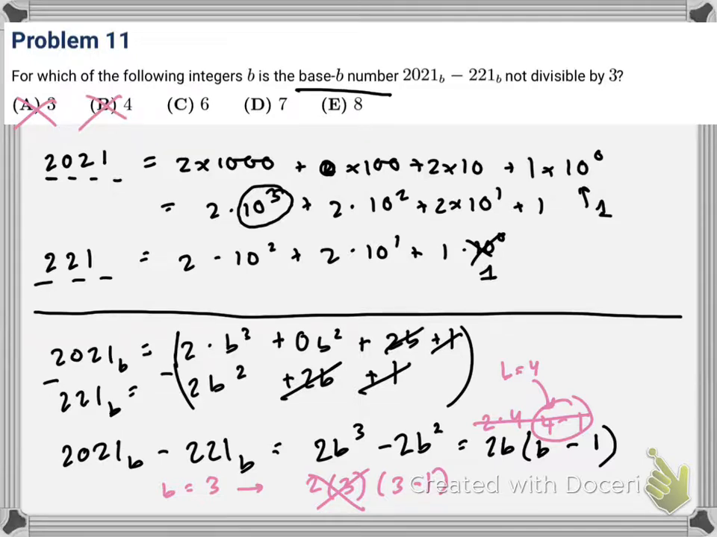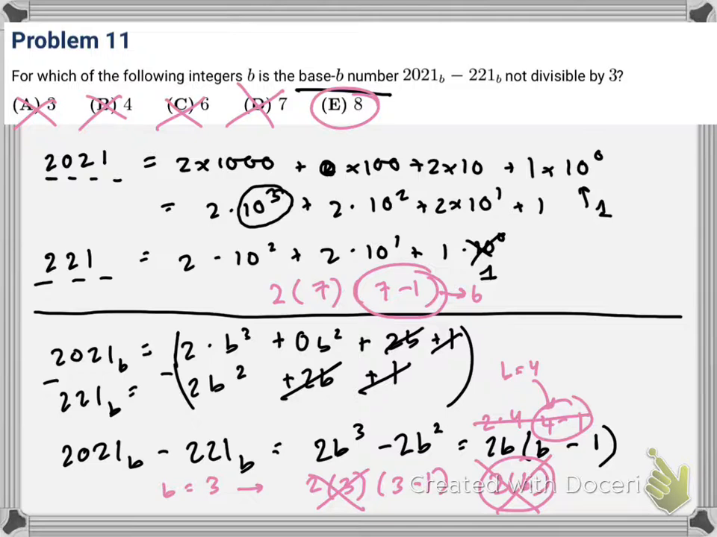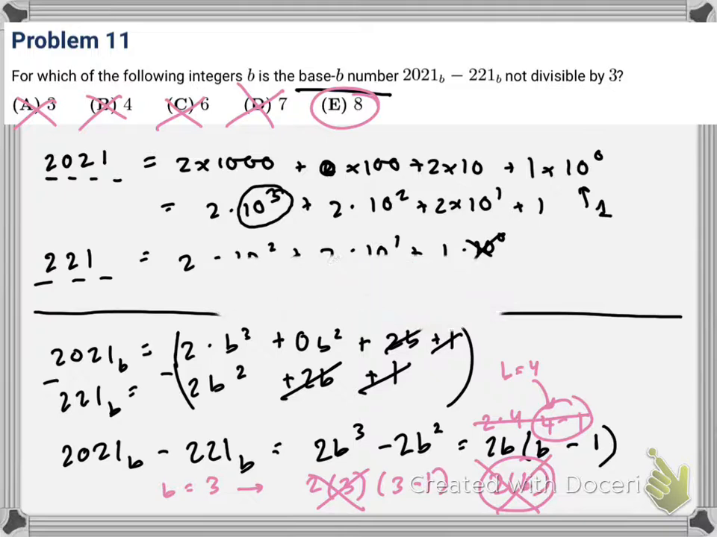Plugging in 6, I've got 2 times 6 as my 2B, and so it's going to be divisible by 3. That's not the answer. Plugging in 7, I've got 2 times 7 times 7 minus 1, and this expression is going to come out to 6. So it's going to be 14 times 6. So it's not the answer, and the only answer choice left is option E, 8. And when I plug that in, I've got 2 times 8 times 8 minus 1, which is 2 times 8 times 7. And that's not divisible by 3. So our answer is option E, 8.